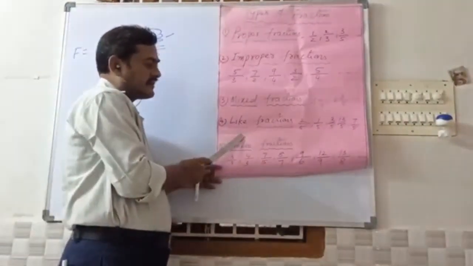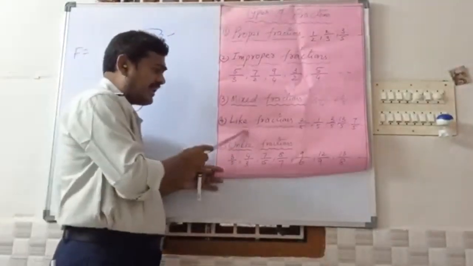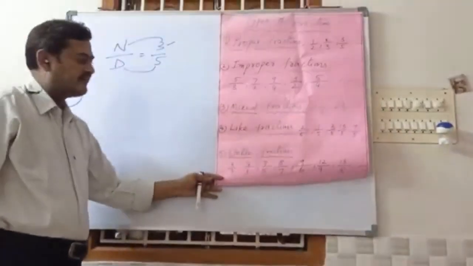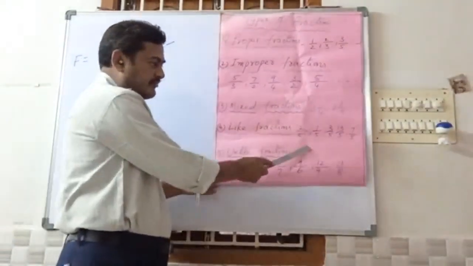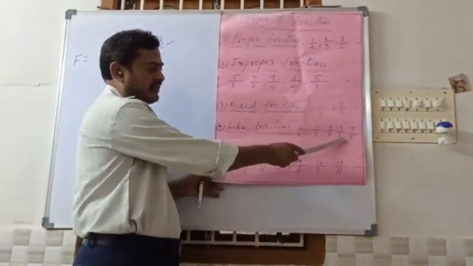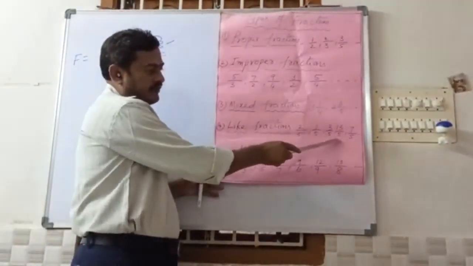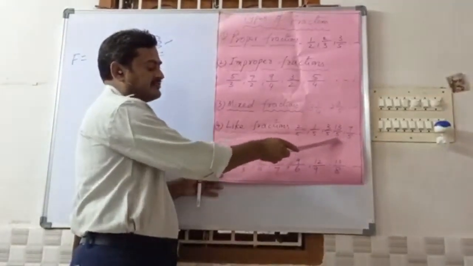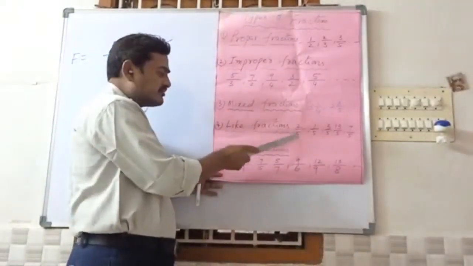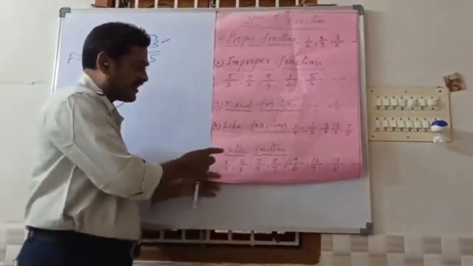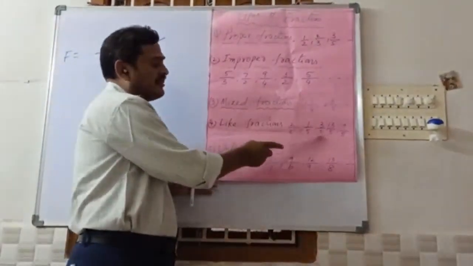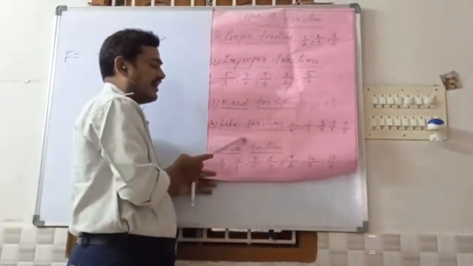Then another category is like fractions. How can we define like fractions? If you observe the denominators here, 5, 5, 5, 5. All the fractions have the same denominator. So a fraction with the same denominator is called a like fraction.